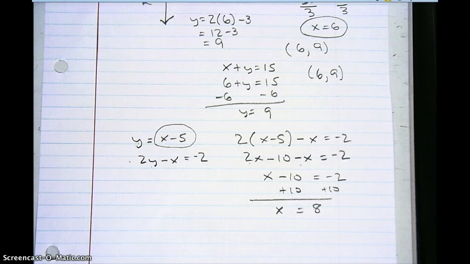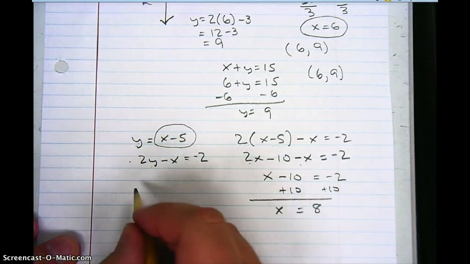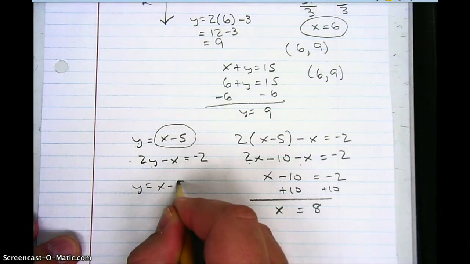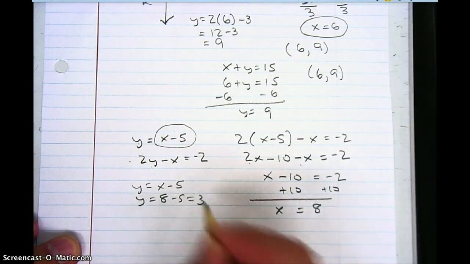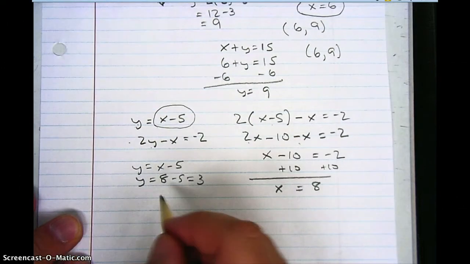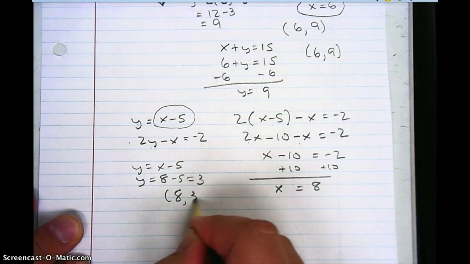So let's plug that in and see what value of y is. So I know that y is equal to x minus 5. So y is equal to 8 minus 5, which is equal to 3. So the point of intersection I got was (8, 3).